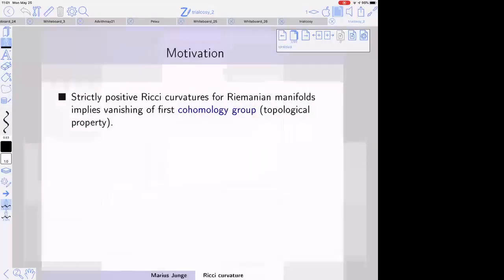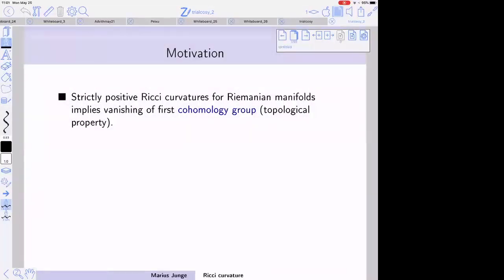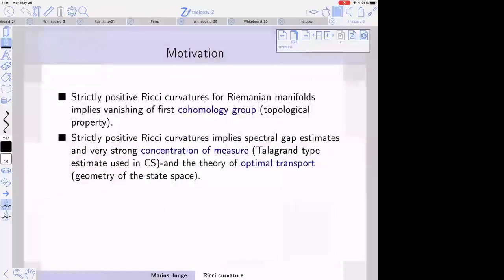So there's some motivation. Ricci curvature on Riemannian manifolds has some impact on cohomology groups. Actually, strictly positive Ricci curvature implies that the cohomology H1 vanishes. So there's a connection between curvature and topology, and that is a classical object in commutative and non-commutative geometry. This is a good sign that it might be interesting. Ricci curvature is less understood. Sectional curvature is much better understood, but it's very important.